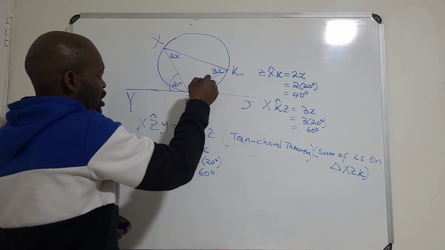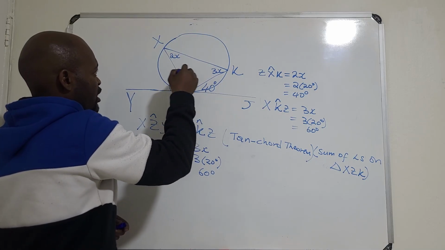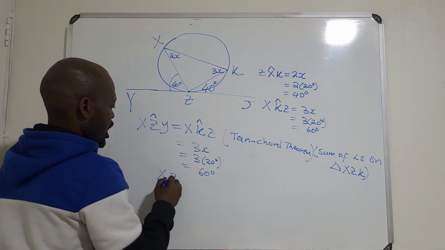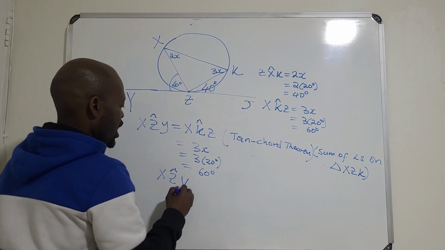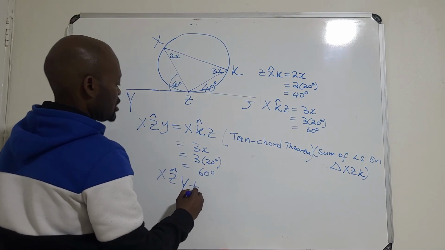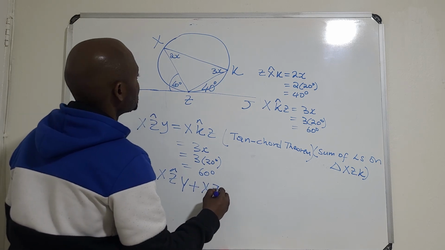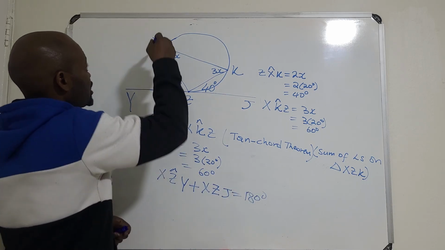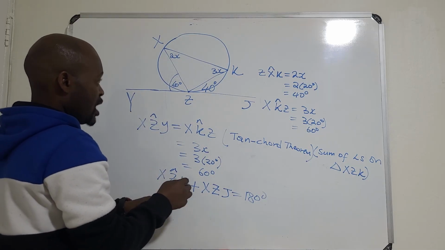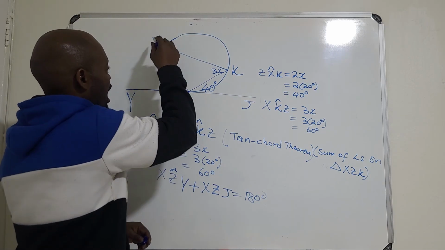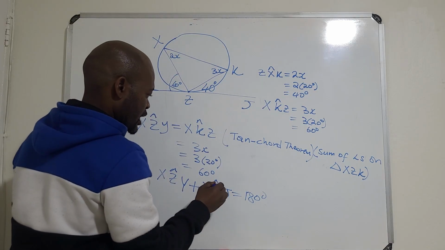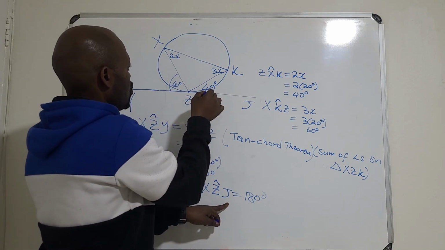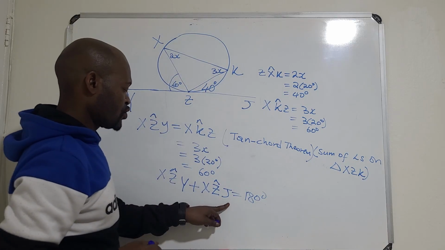It's angles on a straight line. You can see angles on a straight line. Therefore, it means that angle XZY plus angle XZJ is equal to 180 degrees. This is angle XZY, which is this angle, plus angle XZJ, which is this angle. You can see these two angles are on a straight line.